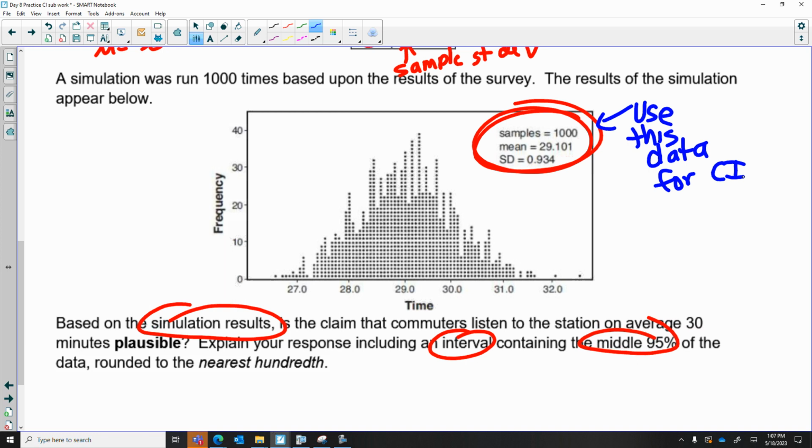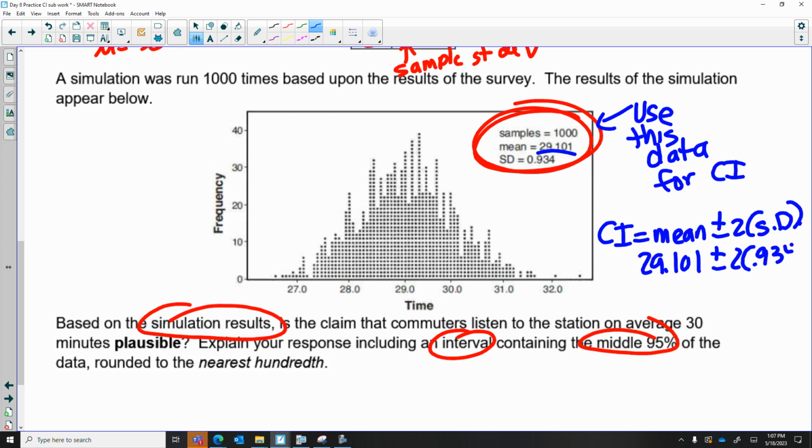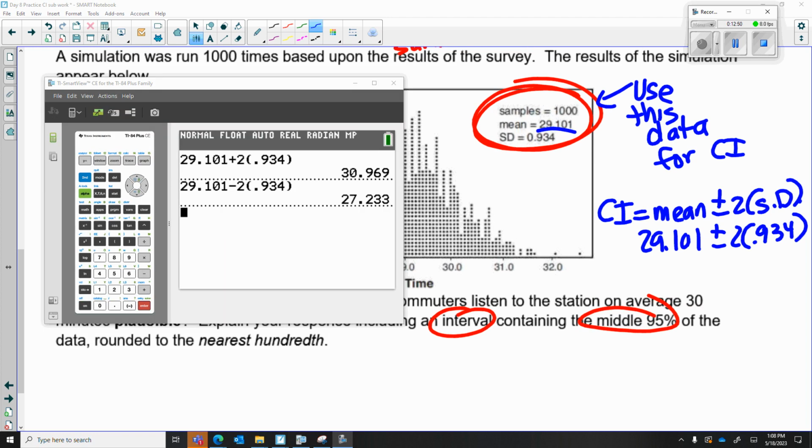Okay, so we're going to do our confidence interval. Here we go. Statistic, mean. Just kidding. Mean plus or minus 2 times the standard deviation. The mean was 29.101 plus or minus 2 times 0.934. Okay, now we're going to actually find it. I'm going to pause the video and find it now for you. So my answer, I got 27.233. It says nearest hundredth. So I got 27.23 and 30.97.